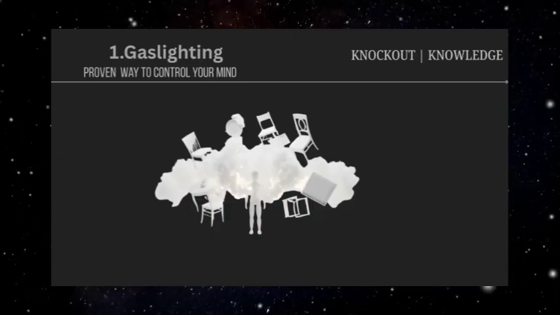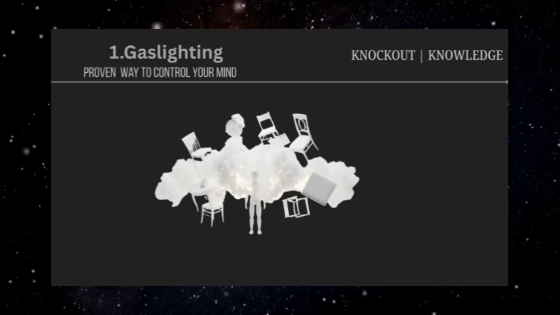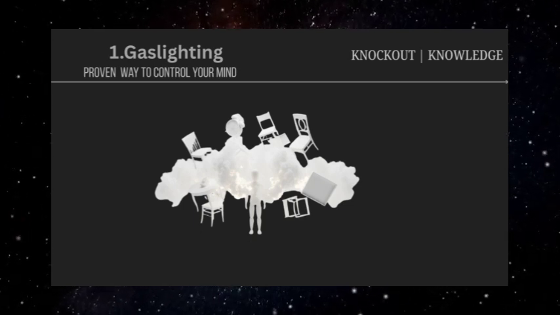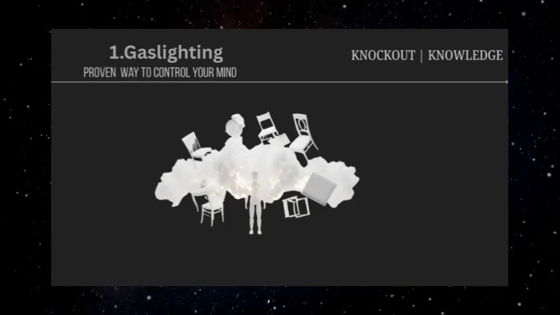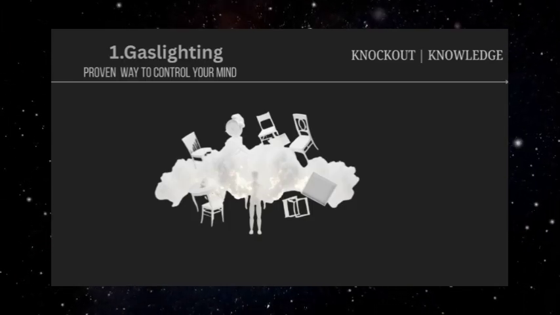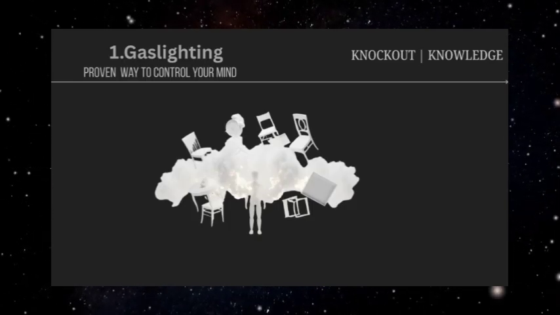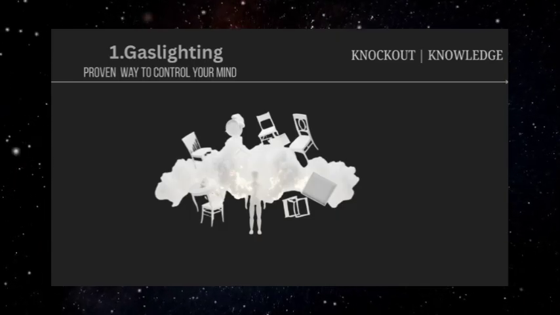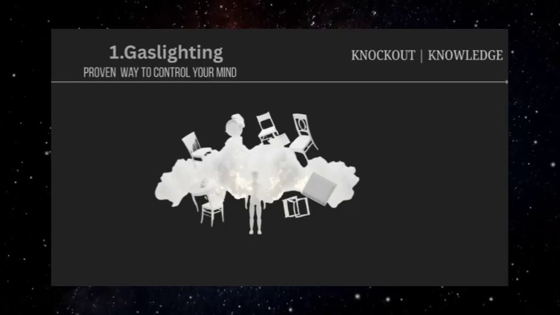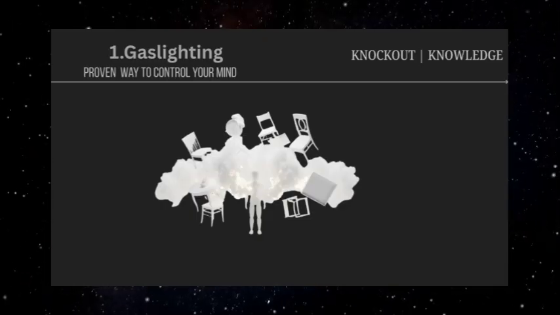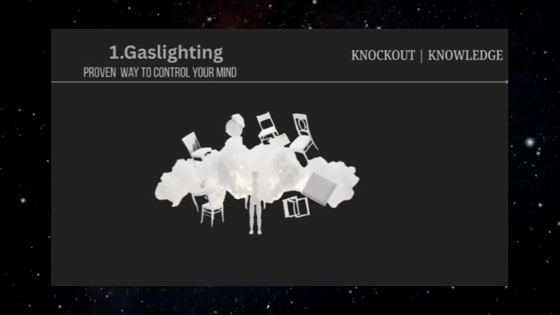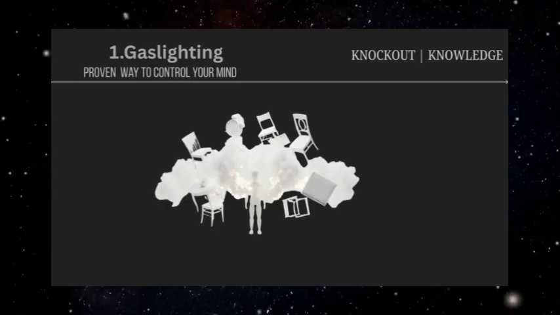1. Gaslighting. Make someone doubt their own reality or memory. Gaslighting is perhaps one of the most insidious forms of psychological manipulation. At its core, it's about making someone question their own perception of reality. The name comes from a 1944 film called Gaslight, where a husband systematically manipulates his wife into believing she's losing her mind by dimming gaslights and then denying they're flickering.